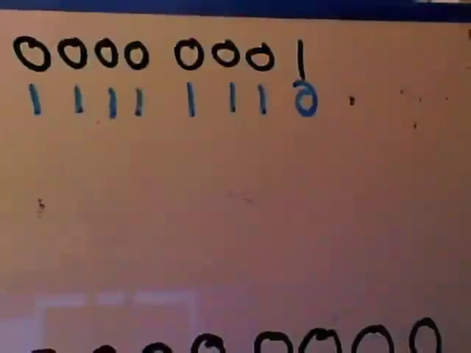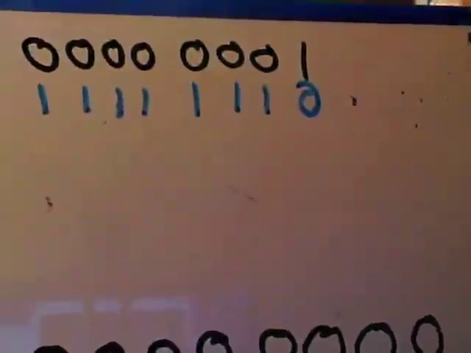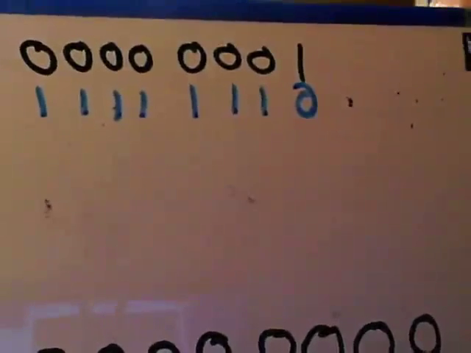I'm going to go ahead and do that in blue. You take all the zeros and you make them 1, and all the ones and you make them a 0. You take all the zeros and make them a 1, and the 1 and you make it a 0. Now we're halfway done. Now I want to add 1 to that.